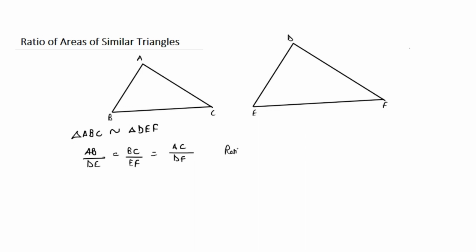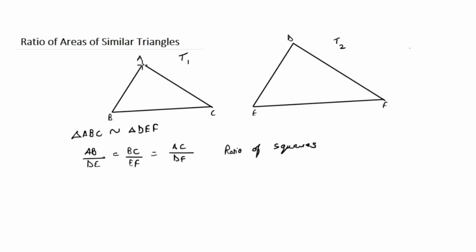Now what we need to find out is the ratio of the areas. So let's call this triangle 1 and this triangle 2. Now we have the bases. The base of triangle 1 is BC, the base of triangle 2 is EF, but what we don't have is the height. So first of all, let's take the height for both of them.